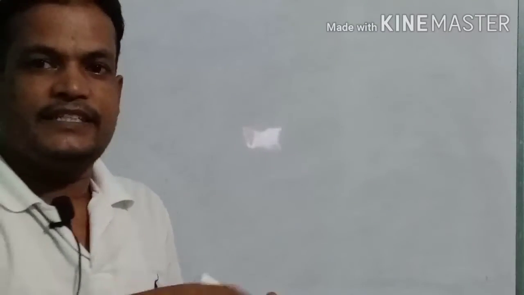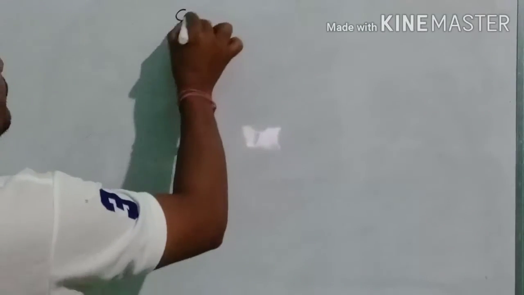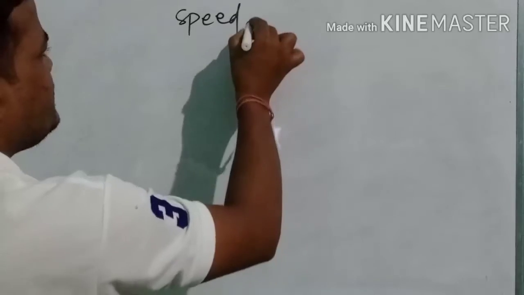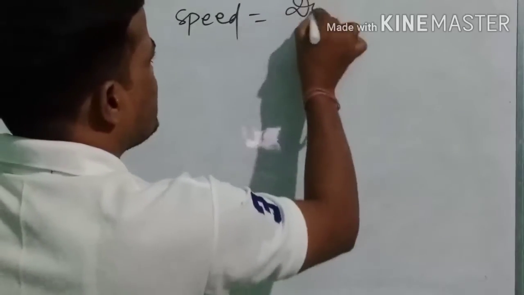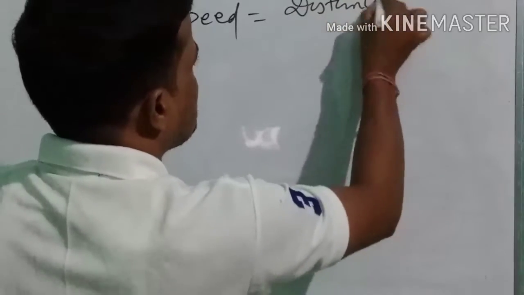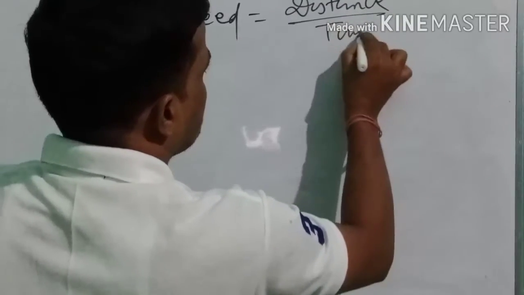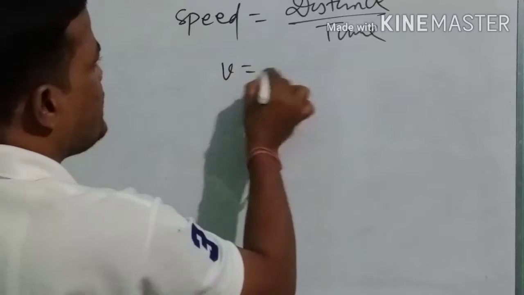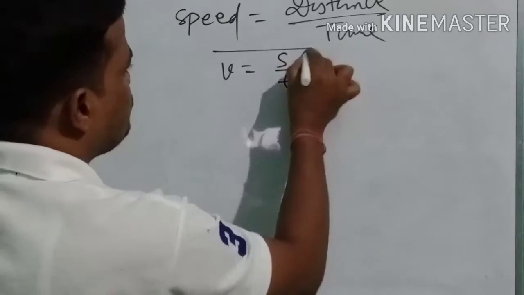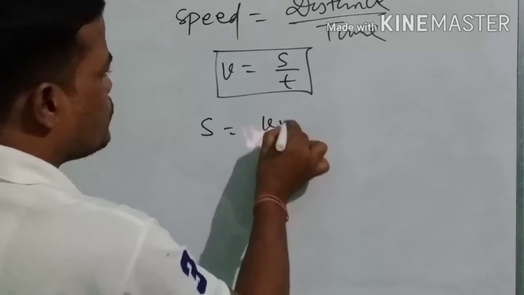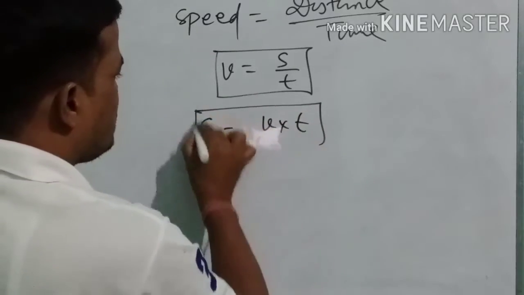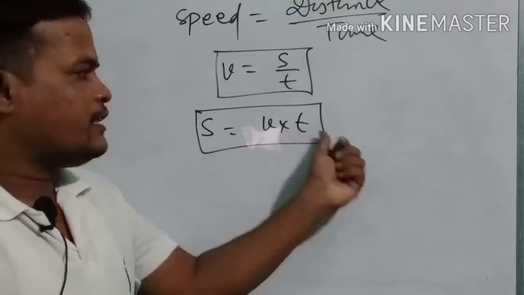Now see what is speed. Formula of speed. Before going to calculate speed, numericals of the speed, let us see what is speed. Speed equals distance by time, that is v equal to s by t, and here s equal to v into t, distance equal to speed into time.